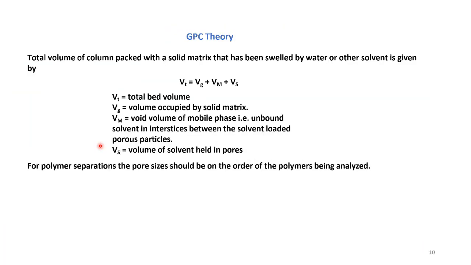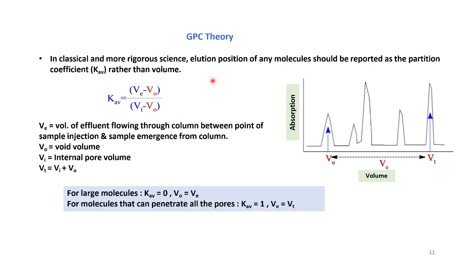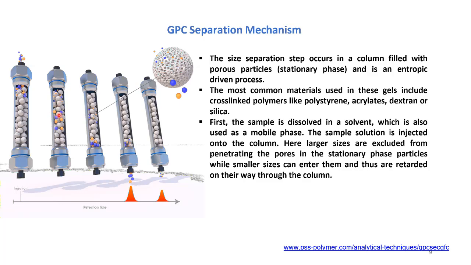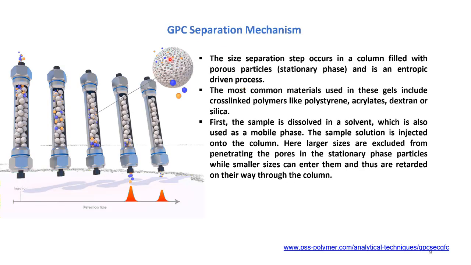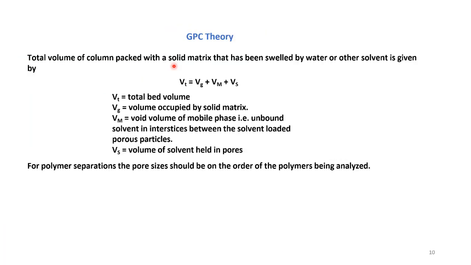There are different theories for this. Basically, the theory is that we have the total bed volume, which is the summation of the volume occupied by the granules, then the volume occupied by the voids, which are present in between the granules, and then the volume held by the solvent in the pores. These pores have some volume, which we call the internal volume. So the total volume is the summation of the solid, the void between the granules, and the pore volume.